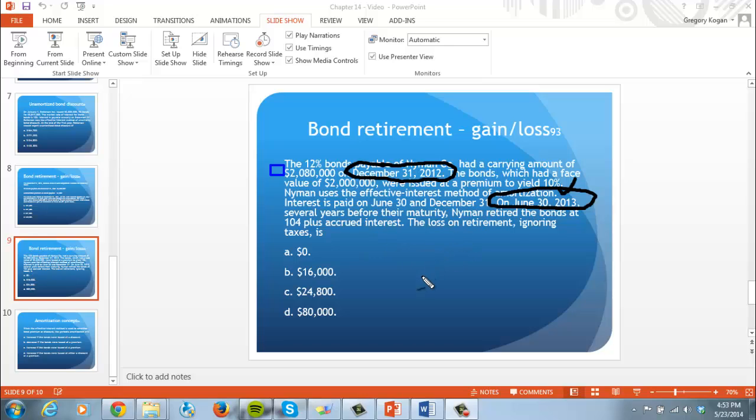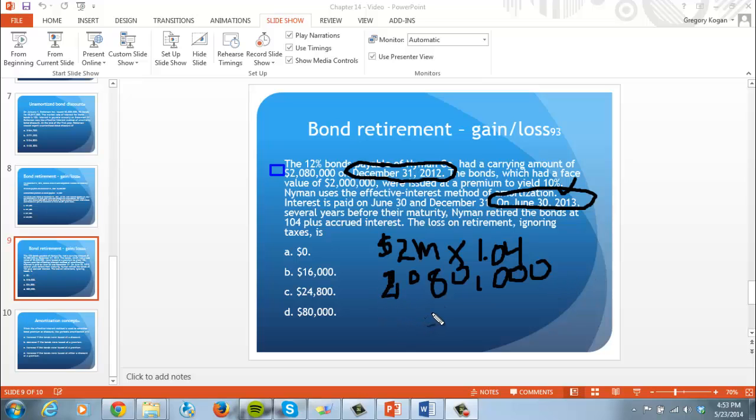I would look at, first of all, what did they pay for them? So 104 is just a 2 million times 1.04. So what they ended up paying for this was basically 2,080,000. Now that's how much they paid for it.